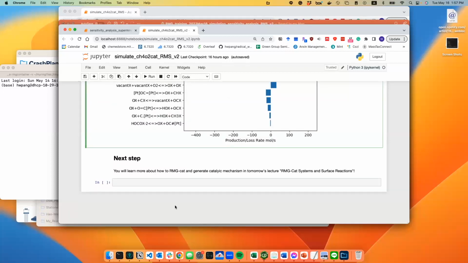And tomorrow we'll learn how to use RMG CAT to generate these mechanisms. And yeah, I think this concludes my presentation today. Feel free to be playing with the notebooks or email me any questions. And I'm also happy to take any questions.